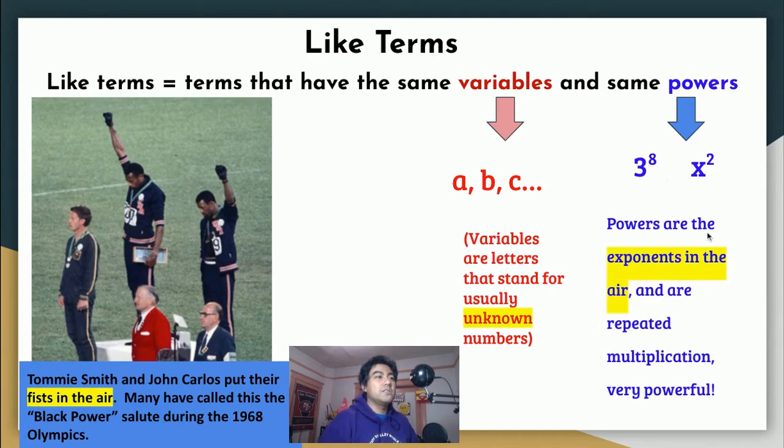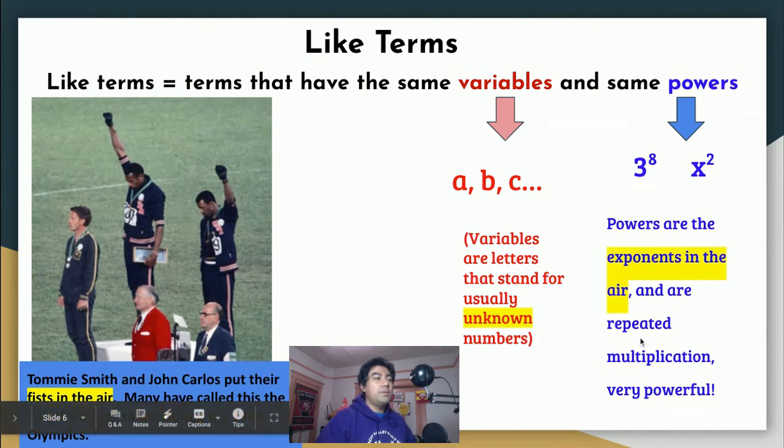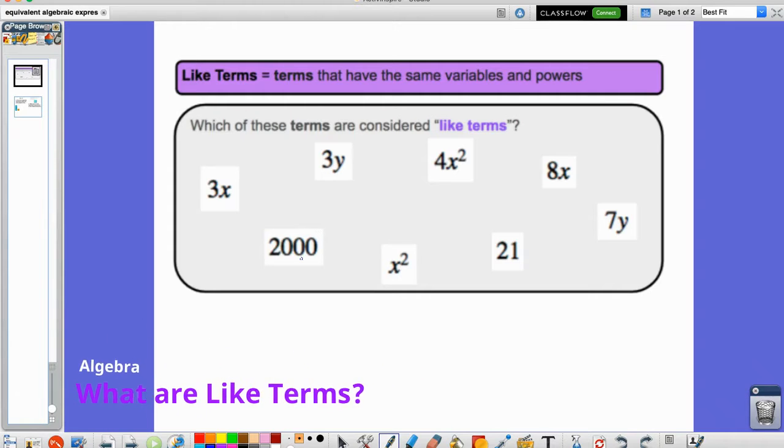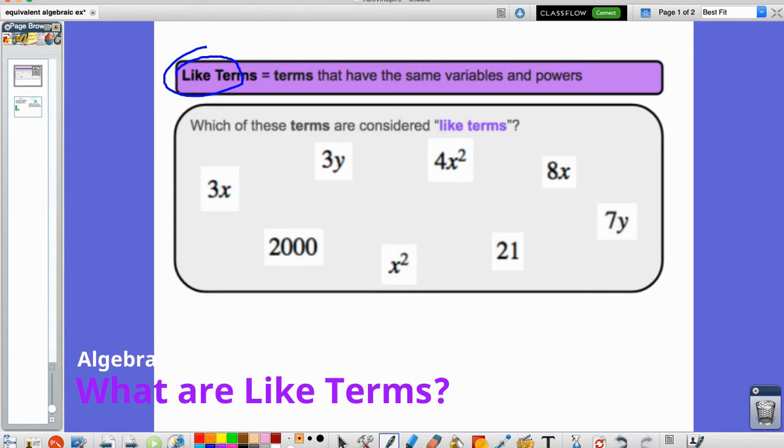Why? Well, look at this. Powers are the exponents in the air, just like the fists in the air. These exponents right here are in the air: the 8 is in the air, the 2 is in the air. Those are powers. Powers are also repeated multiplication, and repeated multiplication is also very powerful. So do this when you're trying to remember what powers are. Power.